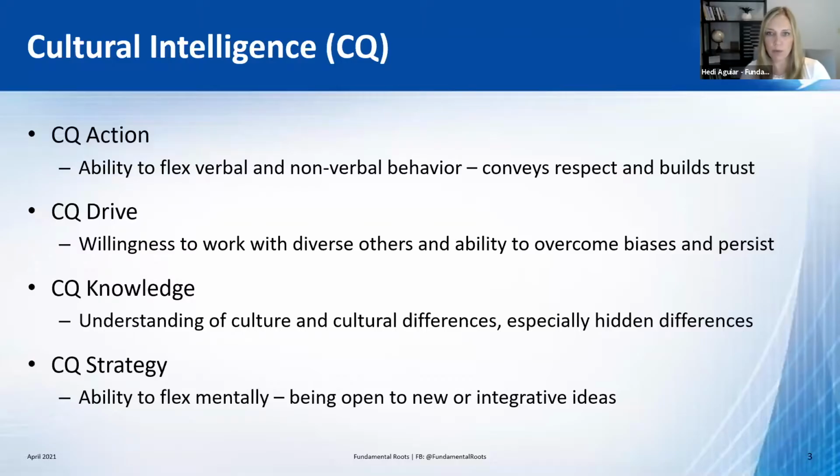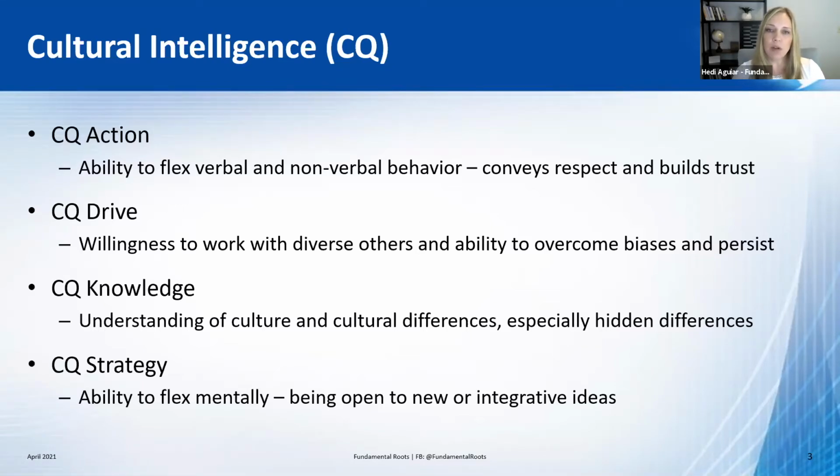So cultural intelligence actually has 4 components. One of the components is CQ action, so cultural intelligence action. This is our ability to flex ourselves verbally and non-verbally to convey respect towards the other person. So we're adjusting our communication style to meet the other person where they are, because if we do that, that helps to build trust. If we're able to gain their respect, show them respect, we can start building trust.